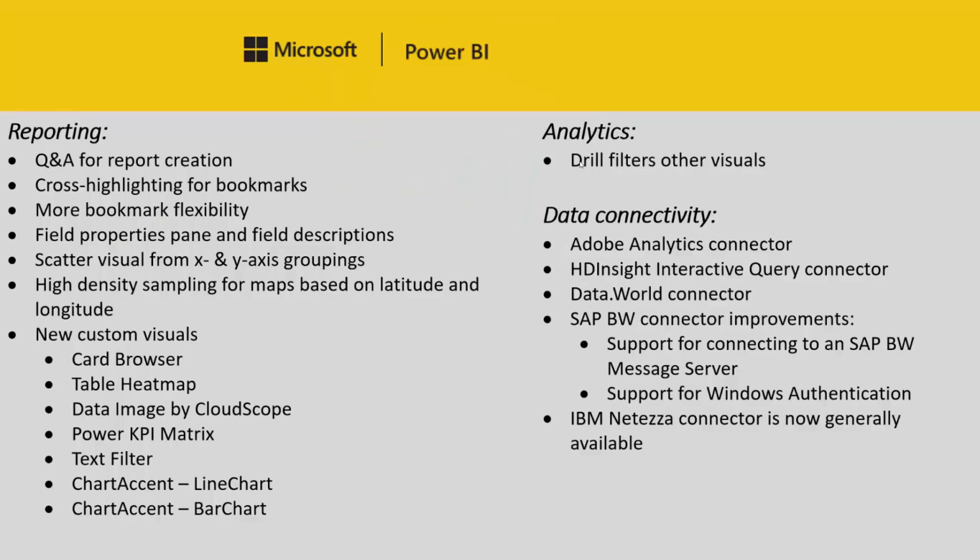Next up is the Power KPI Matrix visual, and this visual is all about being able to create scorecards really easily. So it's very similar to the typical matrix in that you have a bunch of categories that you're breaking down by and the values you're wanting to show. But additionally, you can do things like add spark lines and KPIs right into the matrix visual as well.